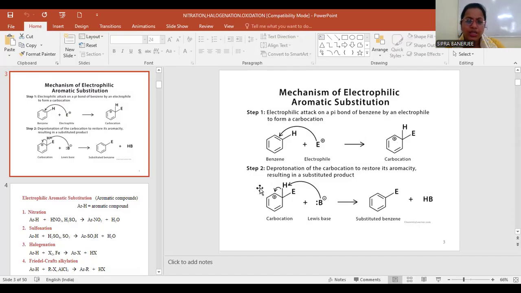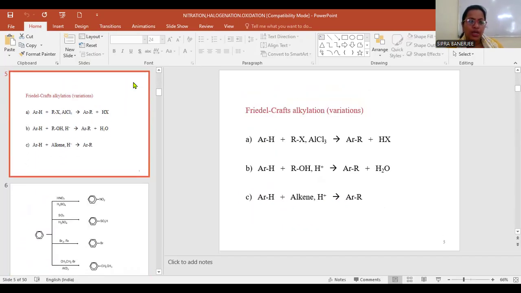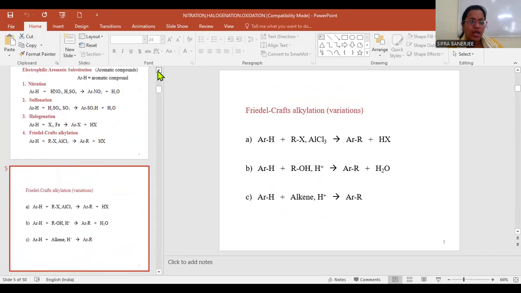Step 2, the deprotonation of the carbocation to restore its aromaticity. The positive ion will try to release its proton to become stable. As a result, it will react with the base or any negative part, and form a substituted benzene and HB. Now, there are different types of electrophilic substitution, like nitration, halogenation, and oxidation.